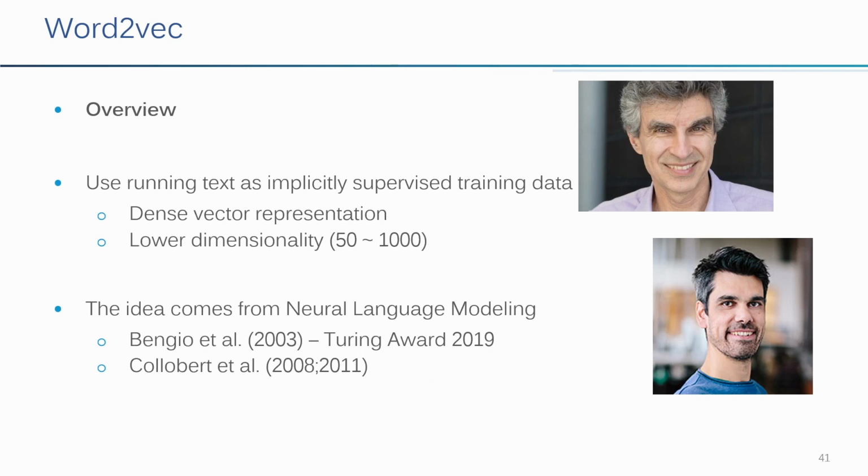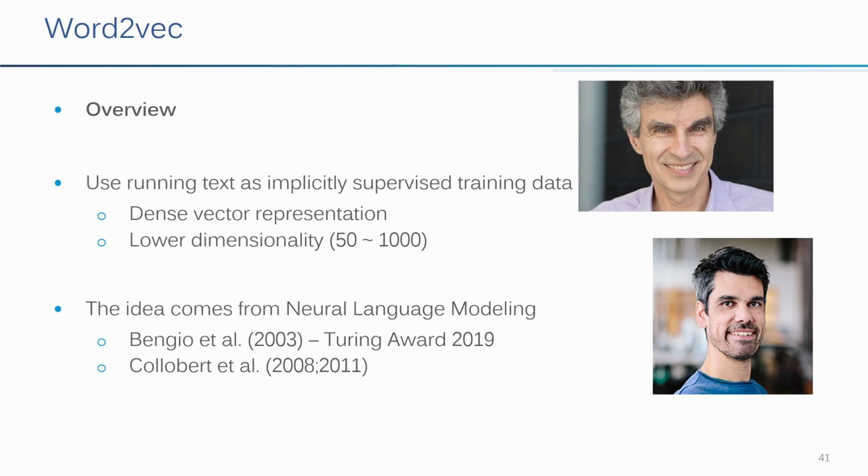Yes, and this work from Bengio was published in 2003, and he got the Turing Award, which, for those that do not know, is kind of the Nobel Prize in computer science. He got that in 2019. And if I'm not wrong, Collobert got the Test of Time Award in 2018 at ACL or NAACL, I don't remember. But these are all really influential people in the area.